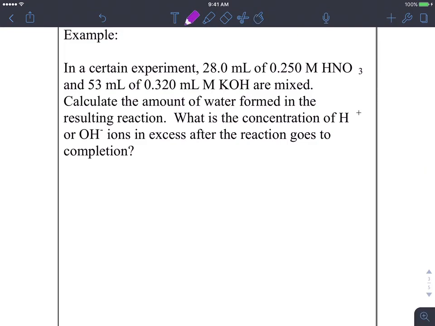All right, let's take a look at the next one. It says, in a certain experiment, 28 milliliters of 0.250 molar HNO3 and 53 milliliters of 0.320 molar KOH are mixed. Calculate the amount of water formed in the resulting reaction. What is the concentration of H+ or OH- ions in excess after the reaction goes to completion?